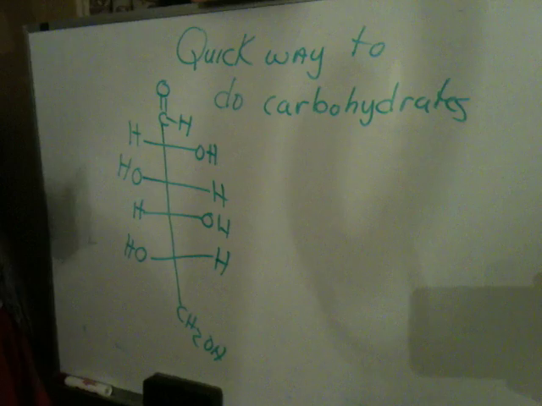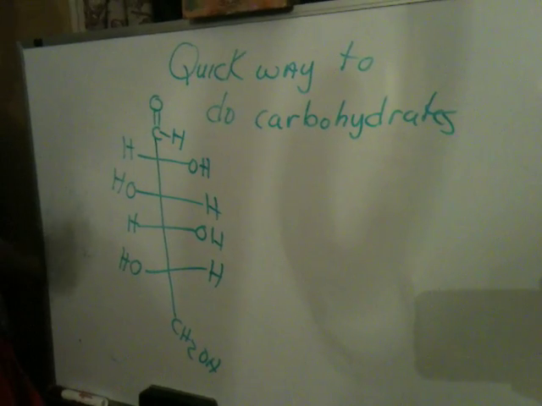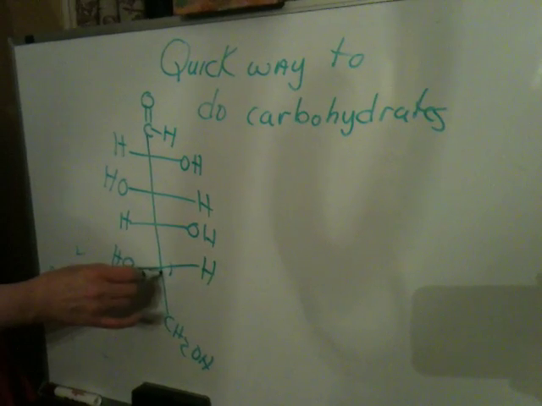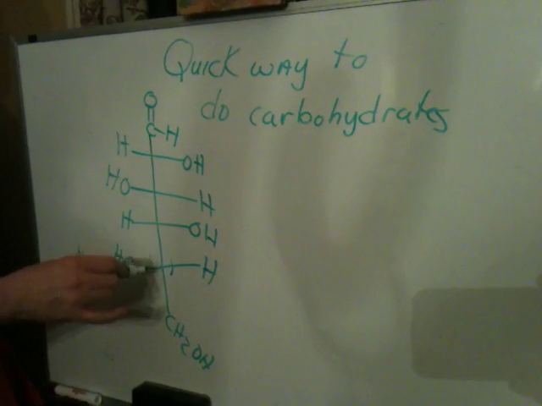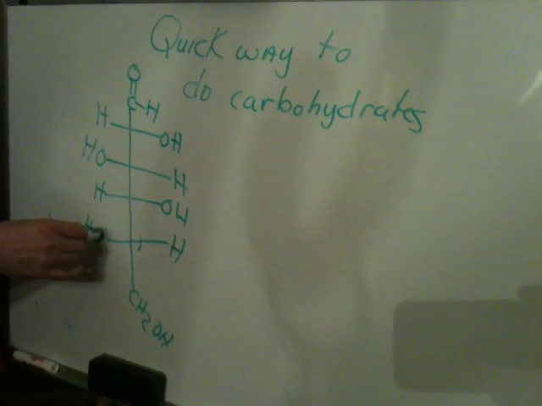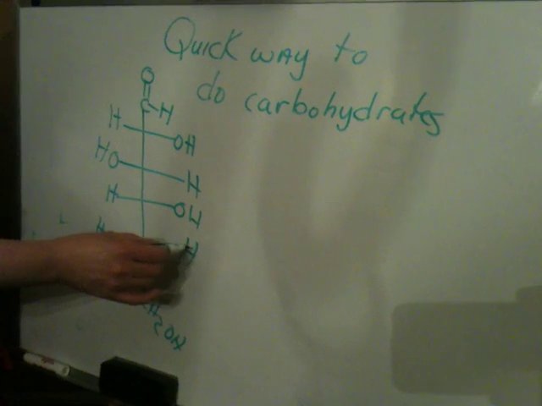All right, now, the first question would be, what kind of sugar is this? You might say, how do you figure this out? What you do is you look at what is called the configurational carbon, which is the last carbon in the Fischer projection. If the OH is to the left, it's an L sugar, which is an unnatural sugar. If it's to the right, it's a D sugar.